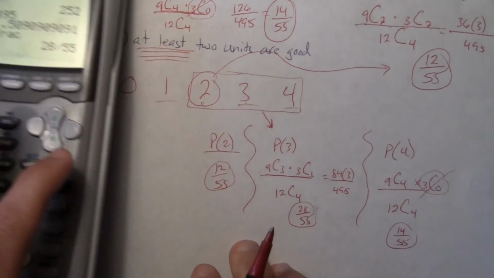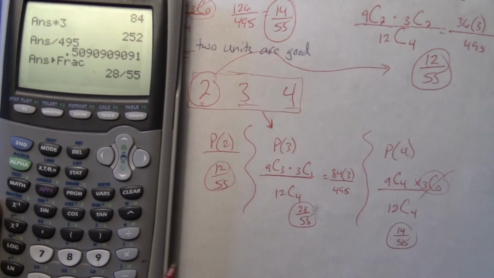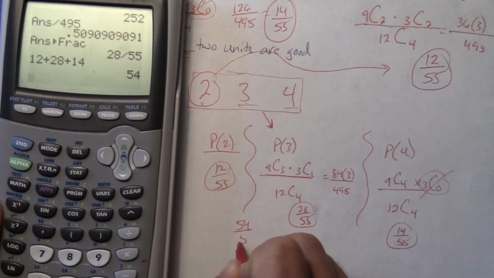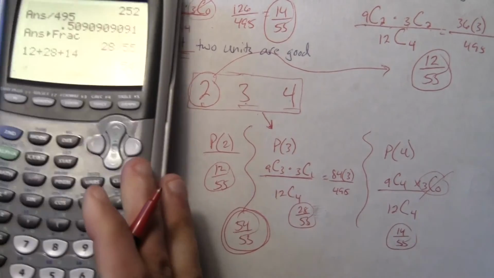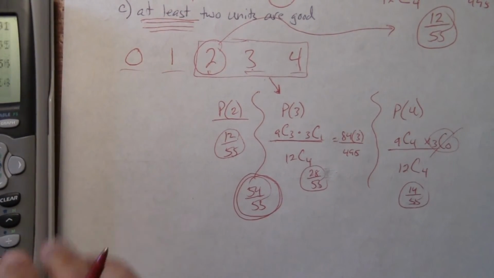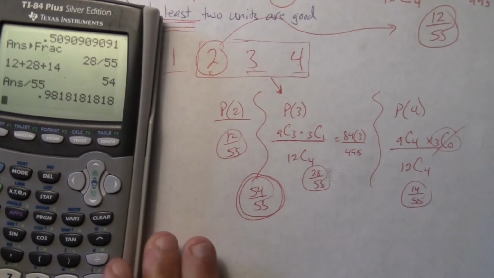And now if you add all these together, they already have a common denominator. So 12 plus 28 plus 14 is going to give you 54 out of 55. So the probability that at least 2 units are good is 54 out of 55, which is about 98%.